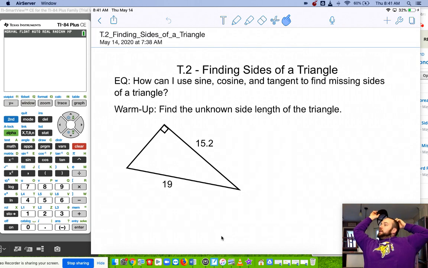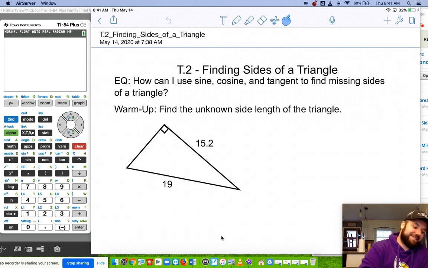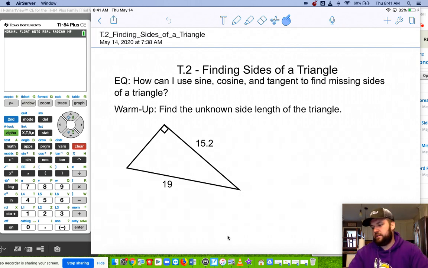Second video of our little trig unit. We're going to talk about finding sides of a triangle. You might say to yourself, well, we just did that. The first video is all about Pythagorean theorem and finding sides of a triangle. And that's true. You're not wrong. But we're going to do things a little differently, and we're going to find sides in different situations today.